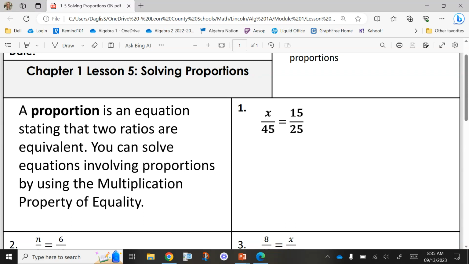All right, so a proportion is an equation stating that two ratios are equivalent, okay? You can solve equations involving proportions by using the multiplication property of equality, okay? Very fancy for, do you remember how to cross multiply by any chance? Yes, cross multiply?